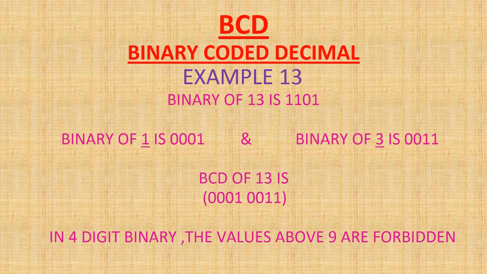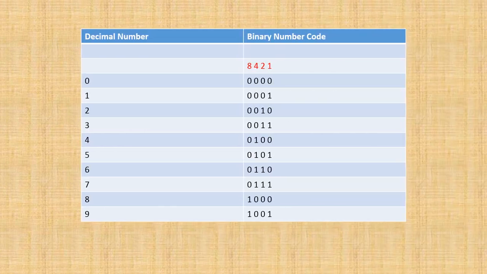Then to convert 13 to BCD, we have to convert 1 and 3 separately to BCD. Like 1 is 0001 and 3 is 0011. Then BCD of 13 is 0001 0011. It is very clear we are now using an 8-bit system. Here we have a table of decimal numbers to start.